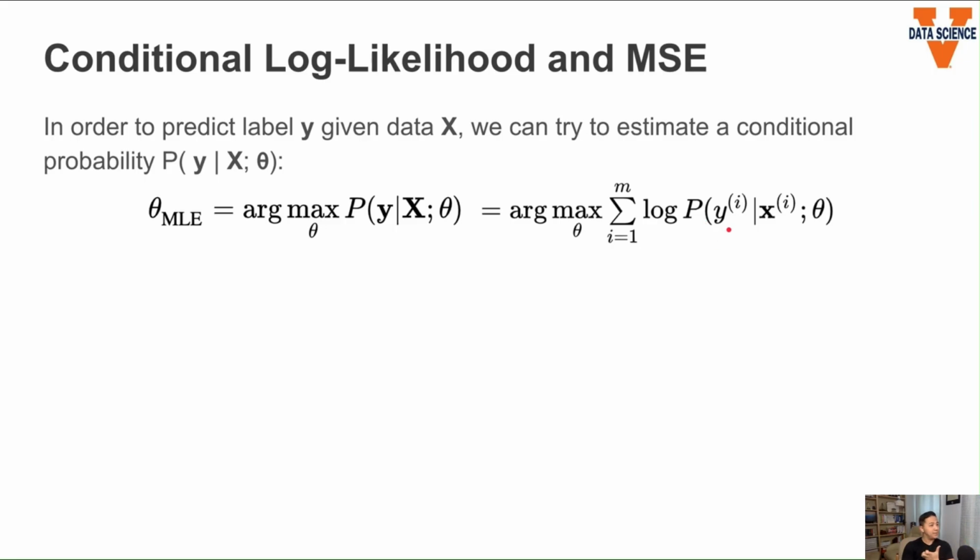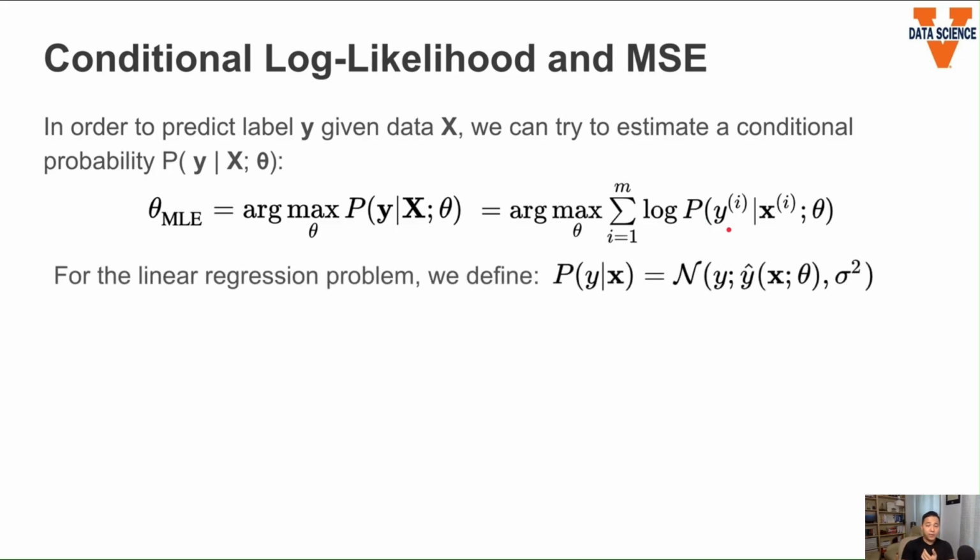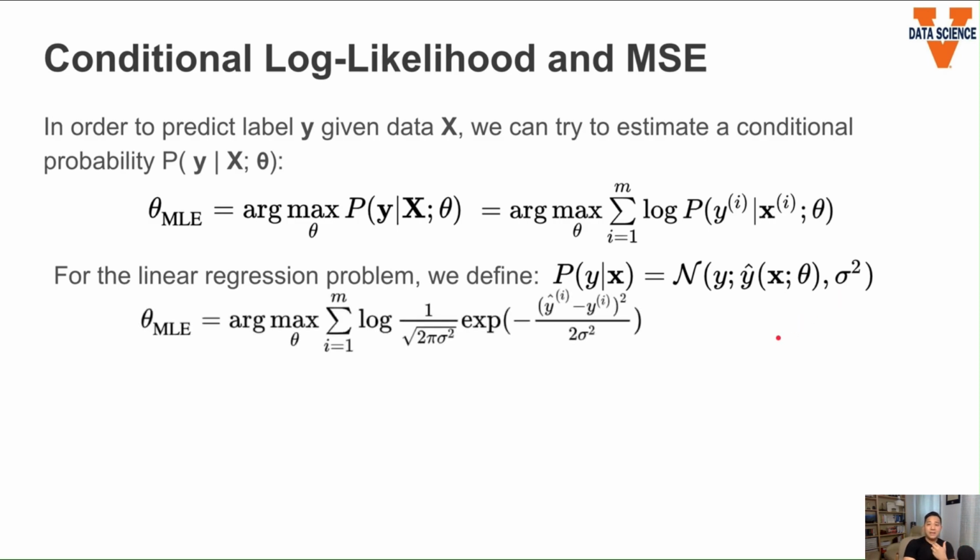So over individual data points. And for the linear regression model, we model the conditional probability of y given x as a normal distribution, with the mean being the predicted value and some variance sigma squared that you can define. And if you plug in the formulation of the normal Gaussian distribution, this is what you have. So your MLE would be provided by this formulation.